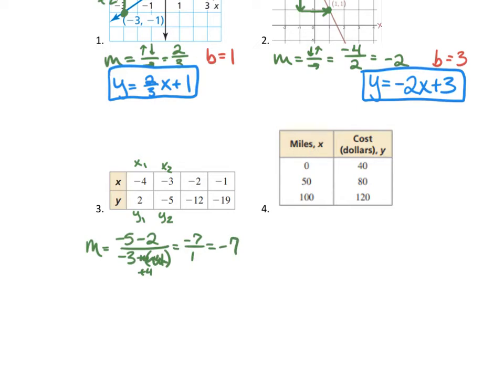I then am looking for the y-coordinate that's paired with x, but like I don't see a 0 here on my x's. But I do see that this is going -4, -3, -2, -1. That means the next box, I'm just going to draw it in, would be 0. All right, I know 0 goes there, which is what I want, so then I just have to follow the pattern. If I know my slope is -7, which means I'm subtracting 7 each time. 2 minus 7 is -5. -5 minus 7 is -12. -12 minus 7 is -19. So -19 minus 7 is -26.